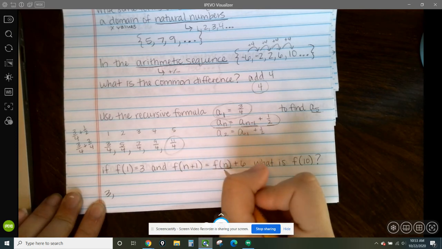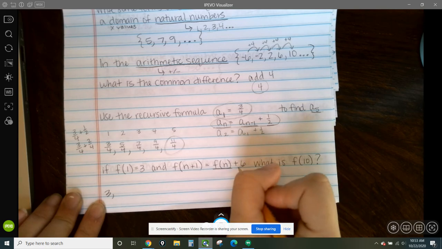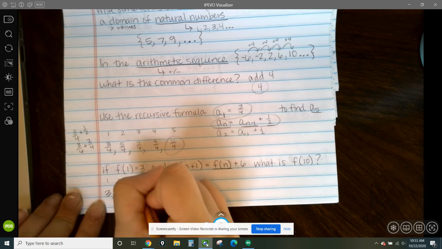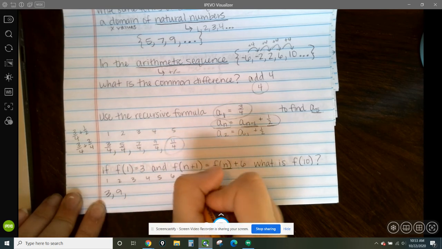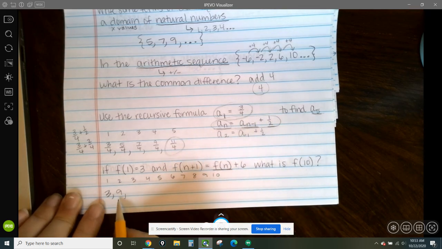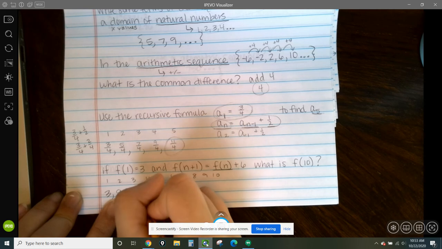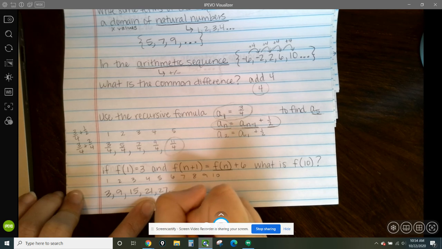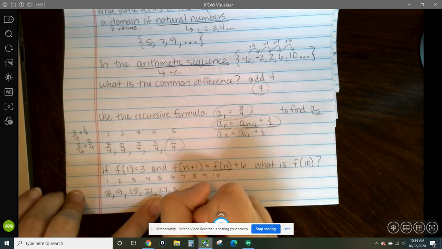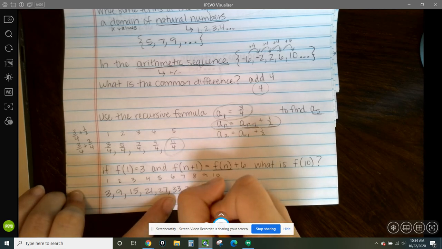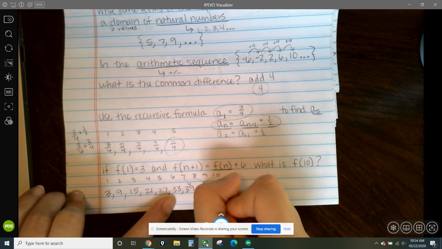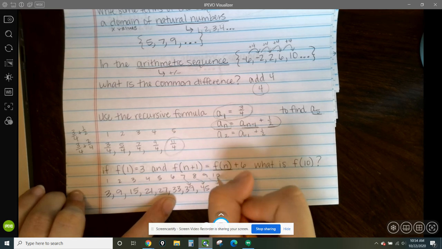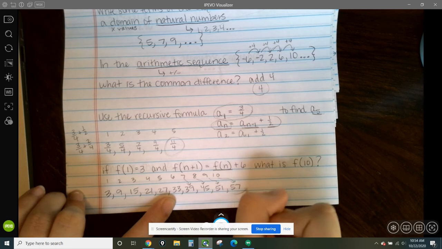Now I need to take the term before and add 6. So I'm going to take 3 and add 6 and get 9. Now I need to get all the way to 10 this time, so I'm going to have to add 6 a lot of times here. 9 plus 6 is 15. 15 plus 6 is 21. 21 plus 6 is 27. Plus 6 is 33. Plus 6 is 39. Okay, that was number 7. Plus 6 is 45. Plus 6 is 51. And plus 6 again is 57. So there we go.